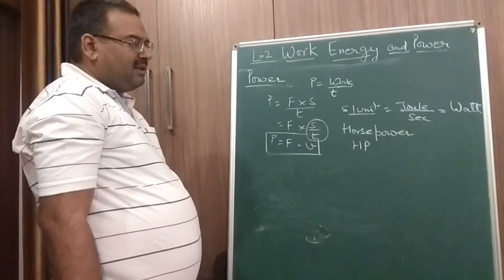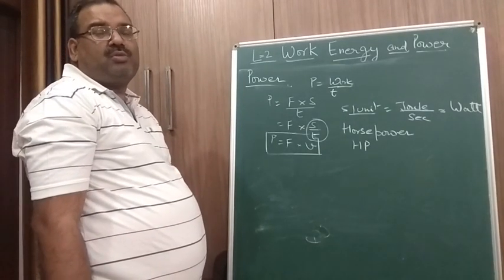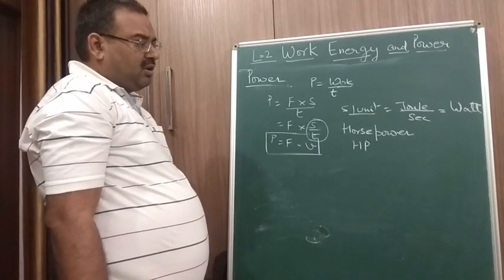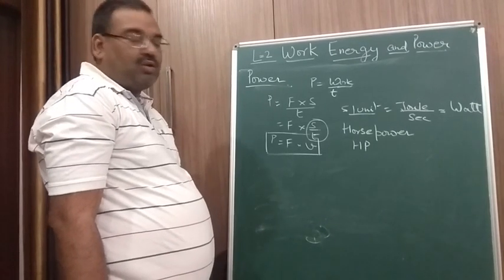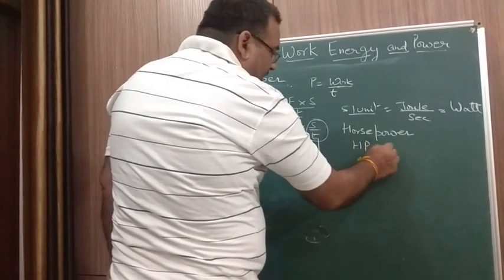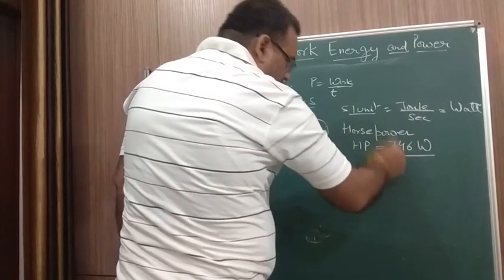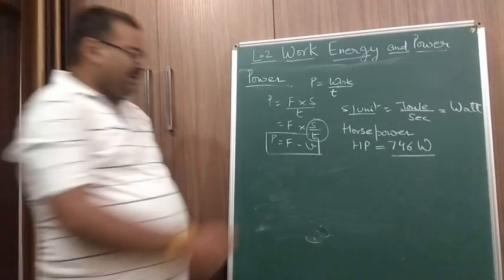Then we have another, commonly used unit. We know that the horse was considered to be the most efficient animal, very swift. So power is also measured in terms of horsepower. 1 horsepower is equal to 746 watt.